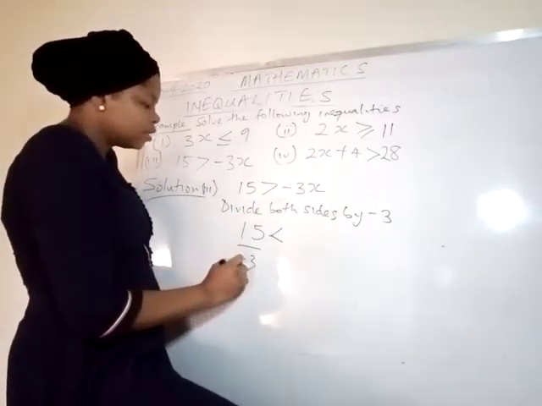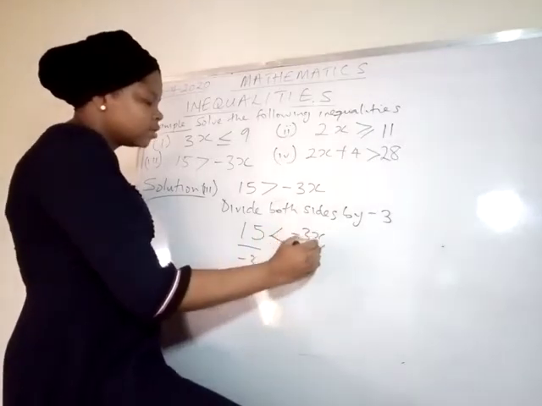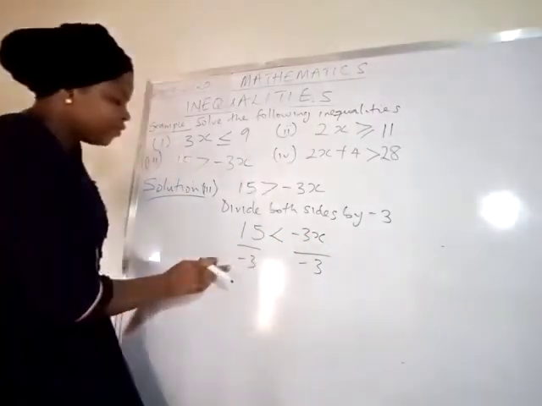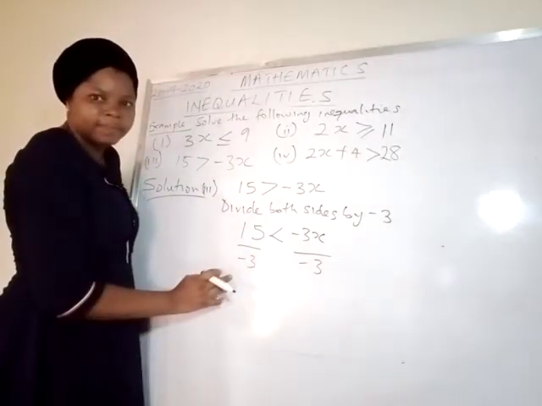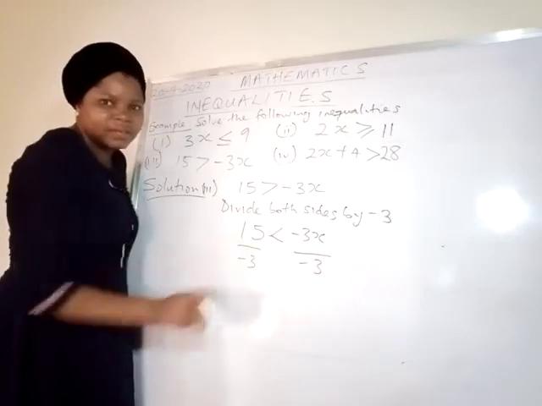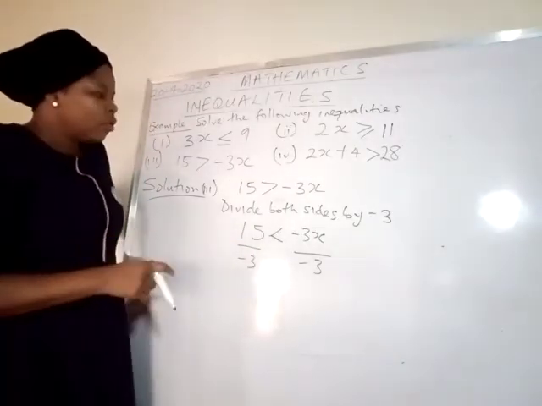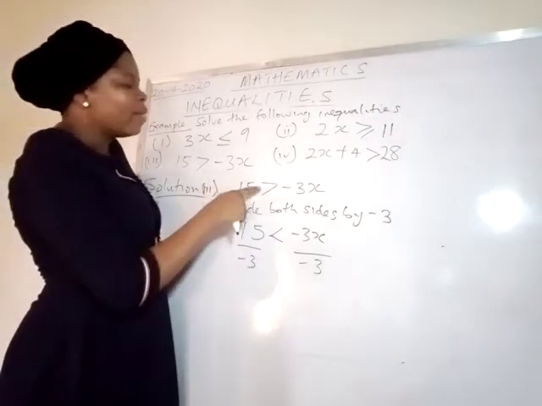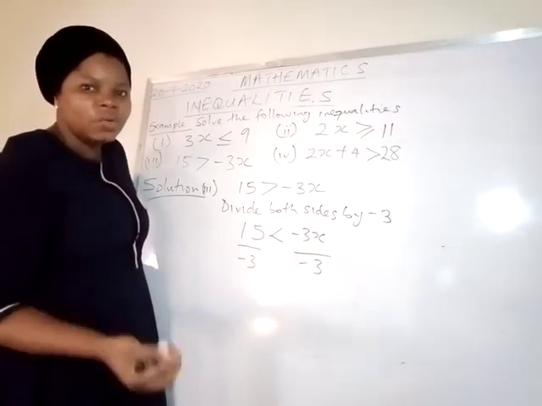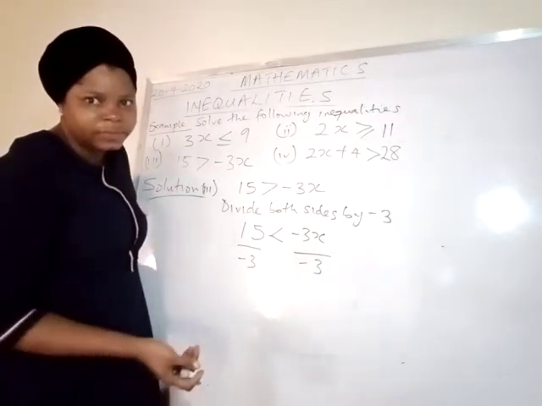All over minus 3. Minus 3x all over minus 3. Why is it changing? Because I'm dividing both sides by a negative number. Do you get that now? So always take note. This is where you people make mistakes. I don't want mistakes from you. Always remember, whenever I'm dividing both sides by a negative number, the sign of the inequality will change. Do you get that now?